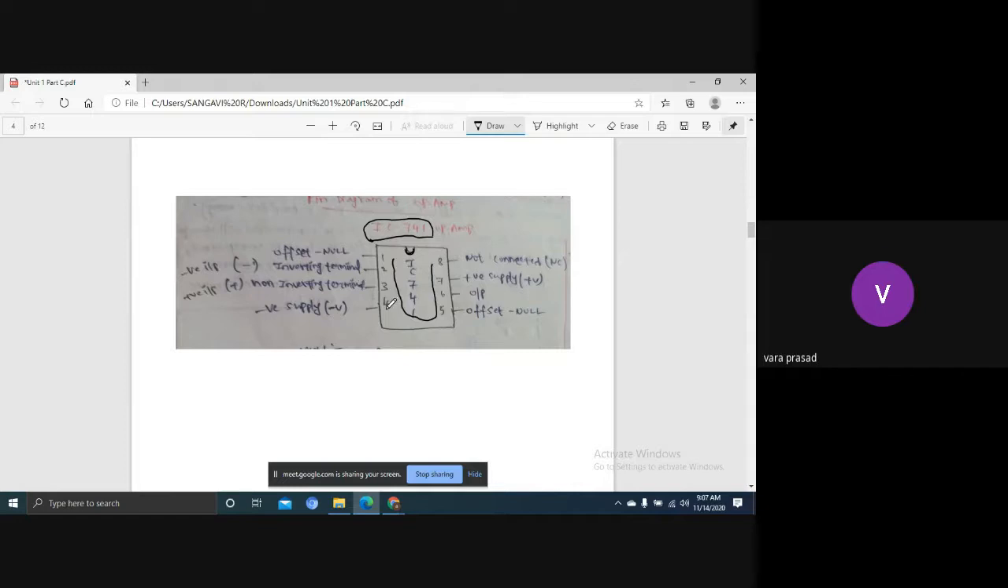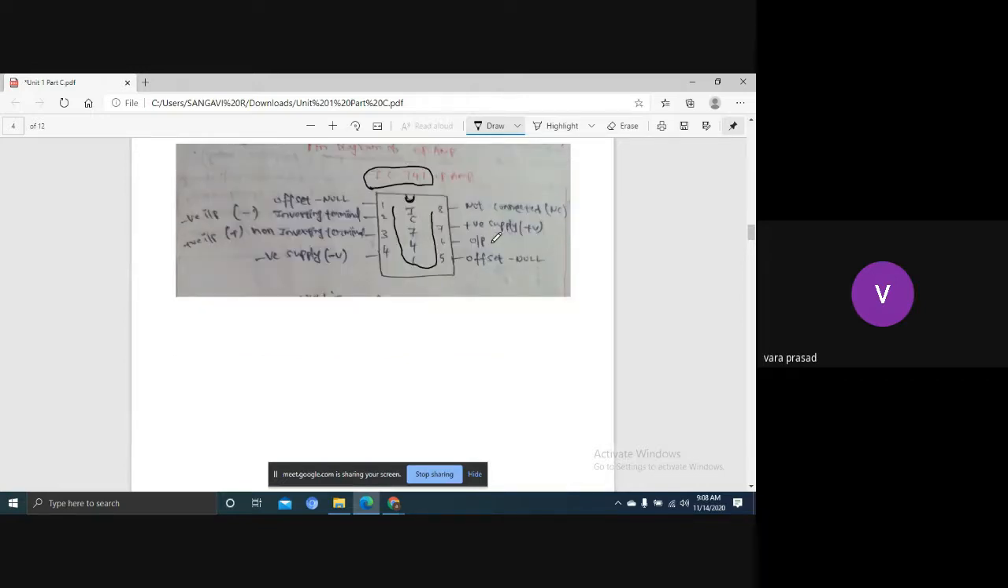The fourth one is the negative supply. The fifth one is null or offset. The sixth one is output. The seventh one is the positive supply, and the eighth one is not connected, NC. Here, please keep in mind, this is the IC form.